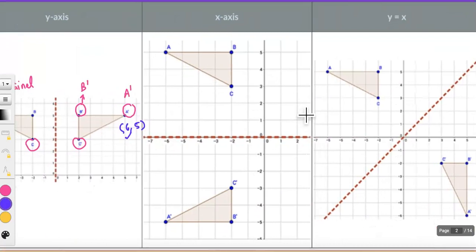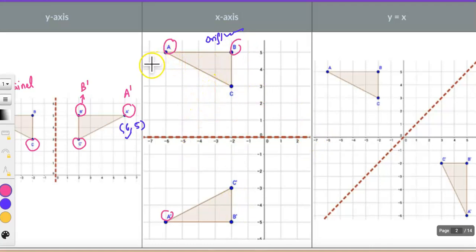This is your x-axis. So first thing first, this is my original image, and I reflected it. I got the image over here. So again, your A original changed to A prime, and then your B changed to B prime, and C changed to C prime.